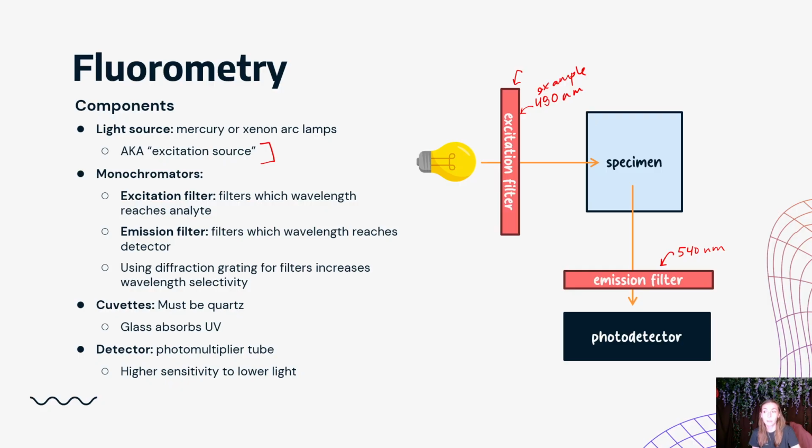Our cuvettes should be quartz. Glass absorbs UV. Glass also does this thing called quenching. So the goal here is to measure the fluorescence that comes out of the specimen at the end of this whole thing, right? So we're putting light in and we're seeing what light this specimen produces because of the light that we put into it.